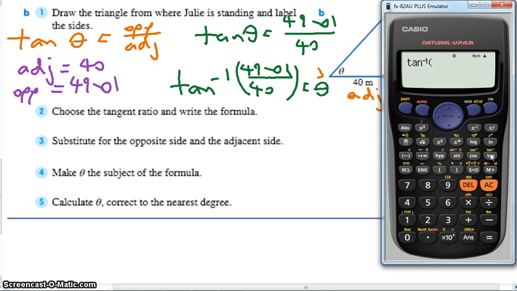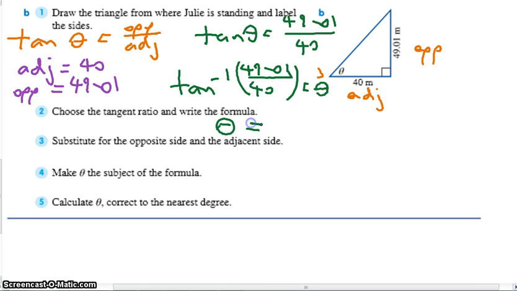Shift tan, 49.01 over 40 close brackets. There you go, 50.78. And was it to the nearest degree? Okay, so we're going to have theta equals 51 degrees. Yeah, nearest degree.